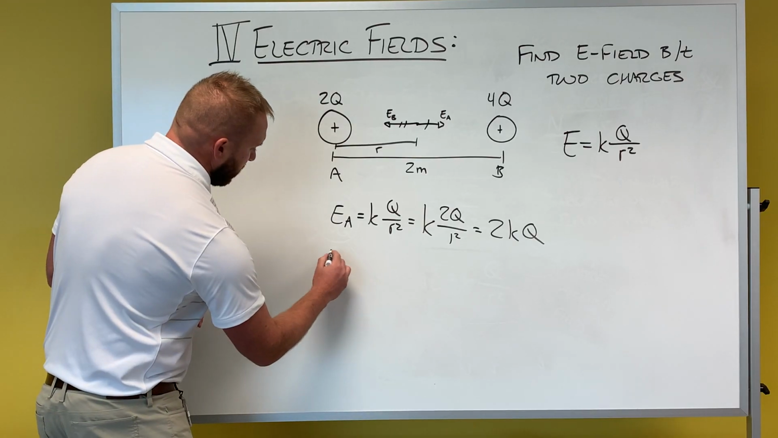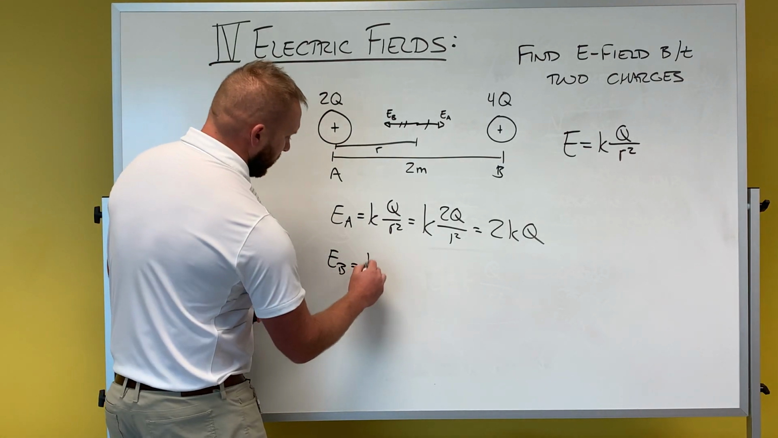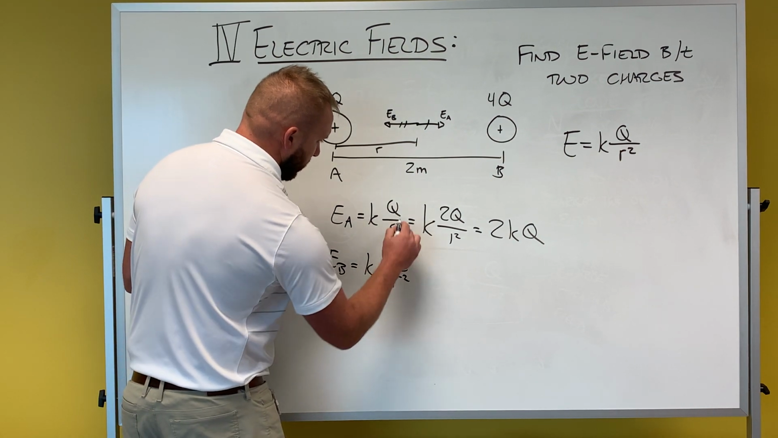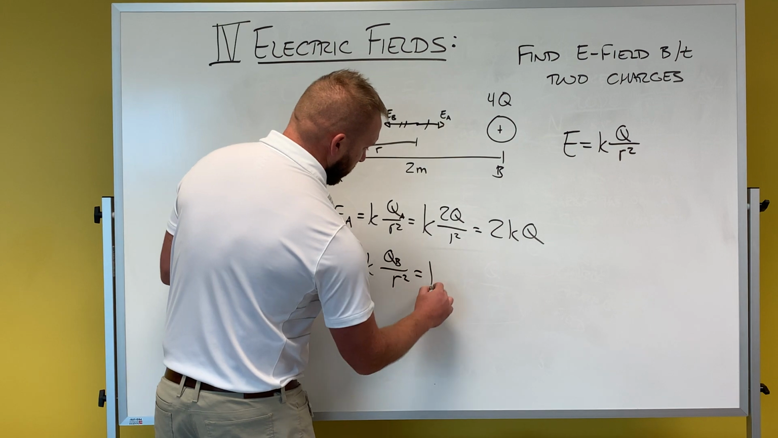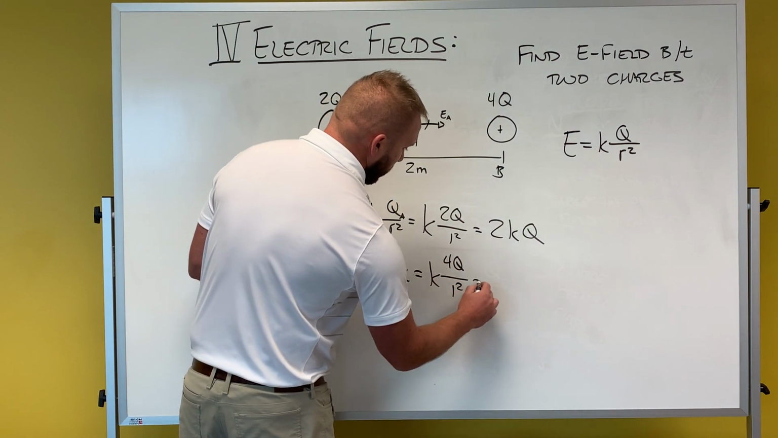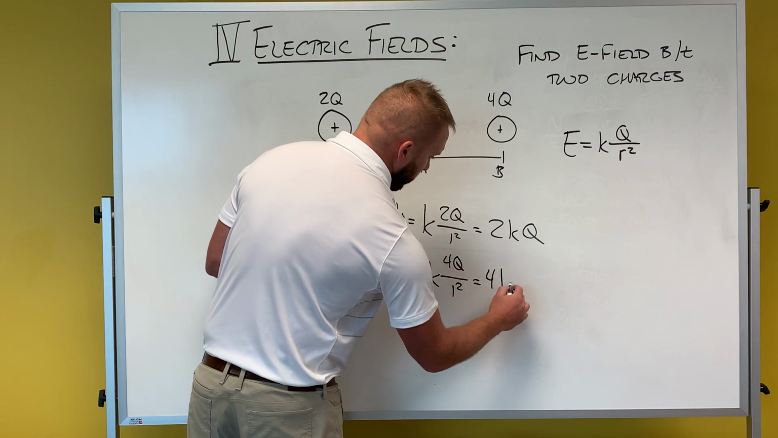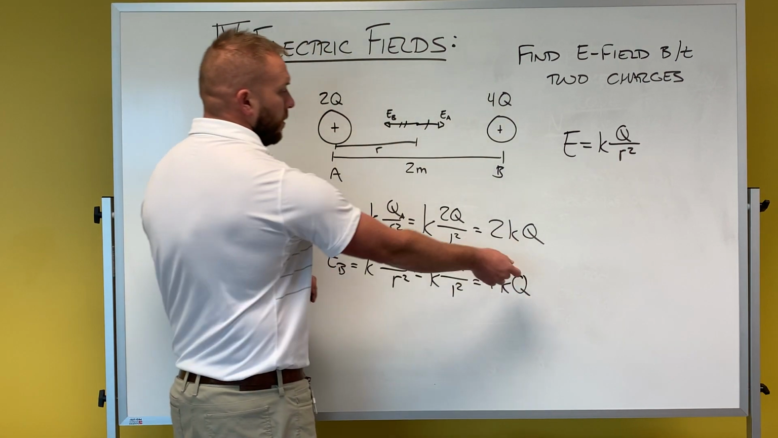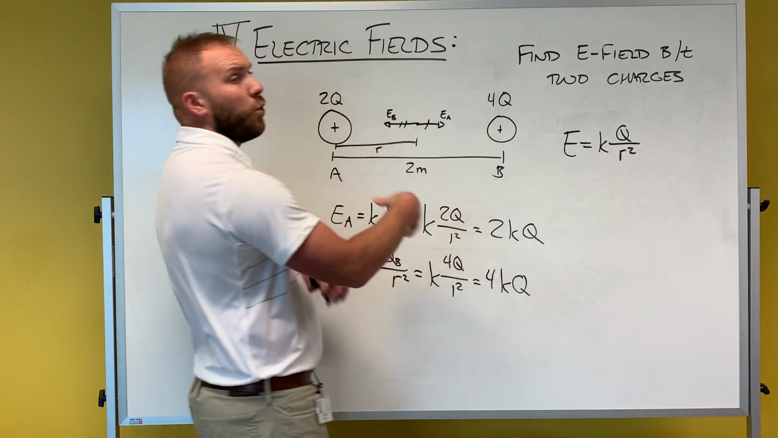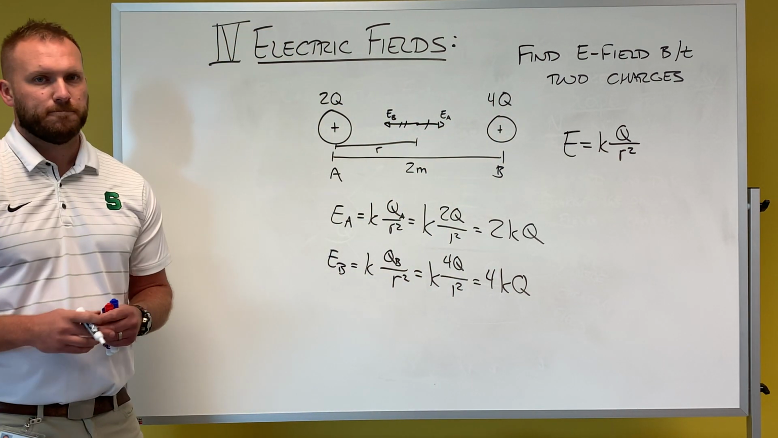Electric field of B would be KQB over R squared, that'd be K 4Q over, again, 1 squared, which is going to be 4KQ. Again, it doesn't matter what the size of this charge Q is, we just know that this one is twice as big as that one, okay?